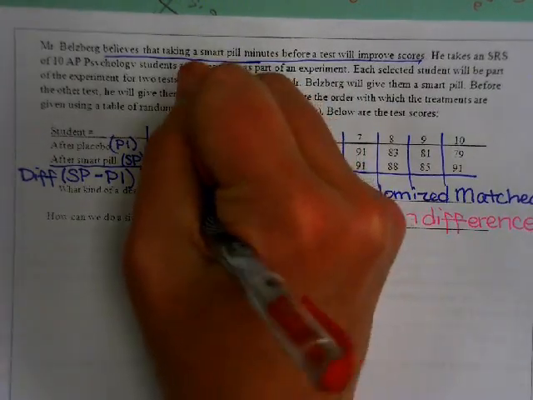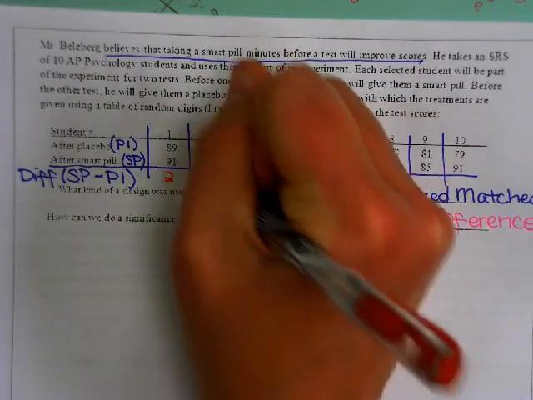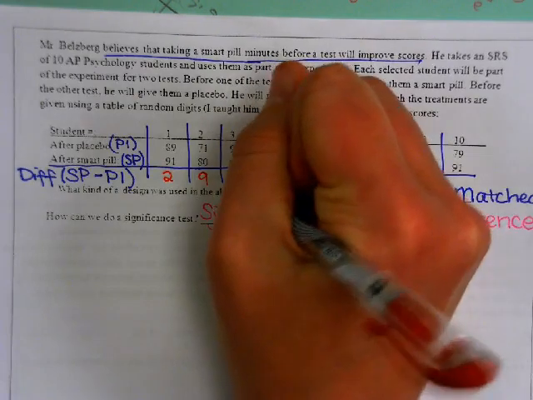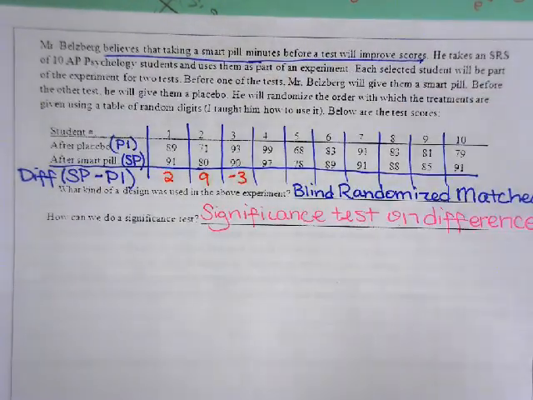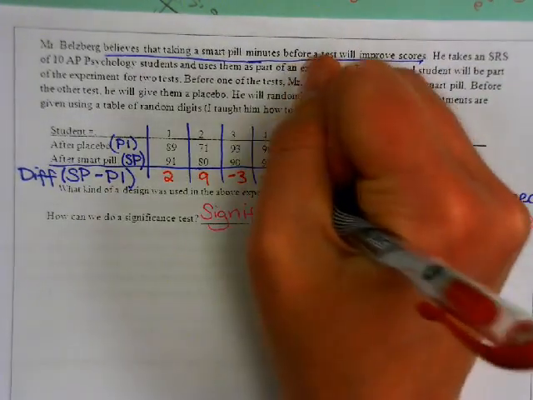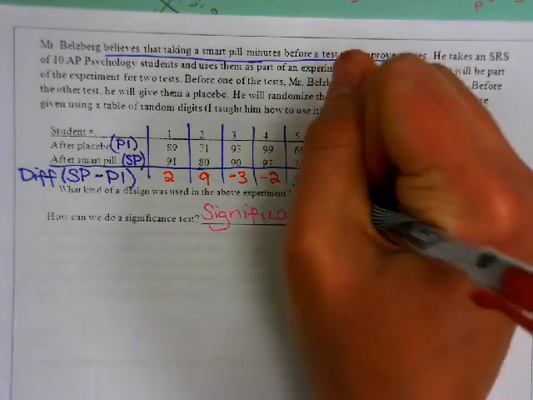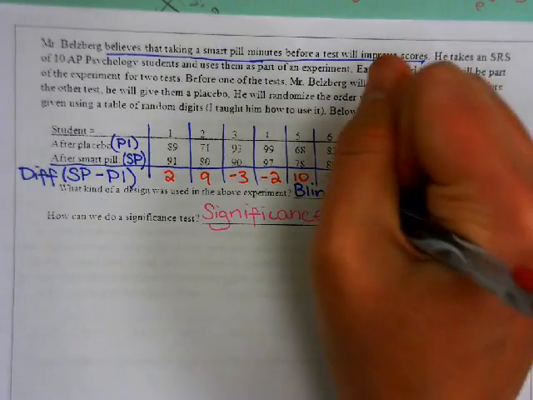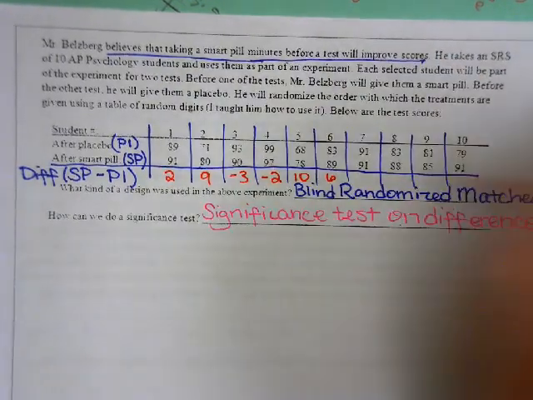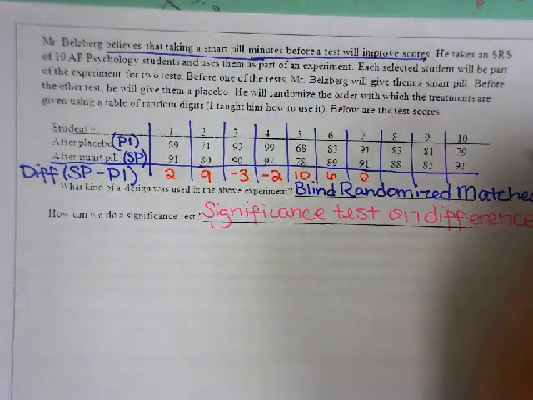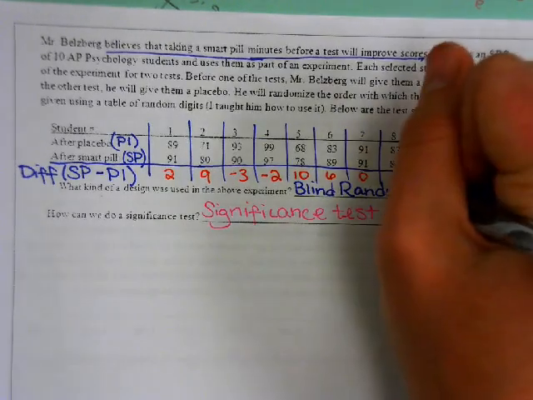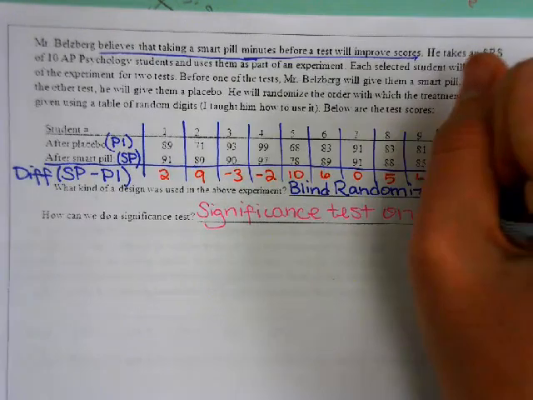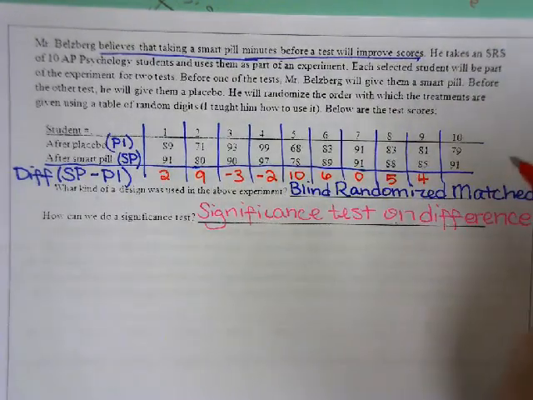90 minus 93, that's negative 3. 97 minus 99, negative 2. 78 minus 68, 10. 89 minus 83, 6. 91 minus 91, 0. 88 minus 83, 5. 85 minus 81, which is 4. And that's 12, right? 89, yeah, 12.